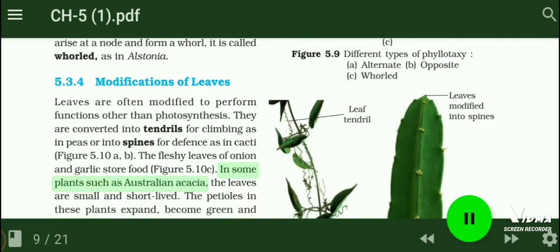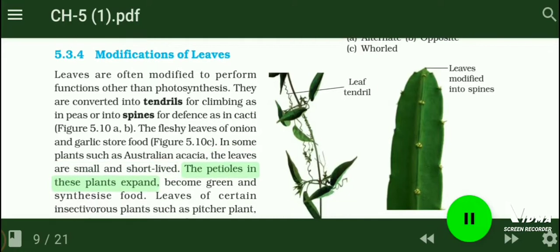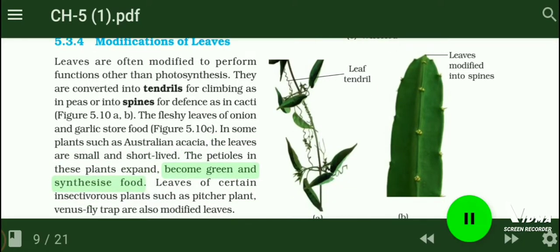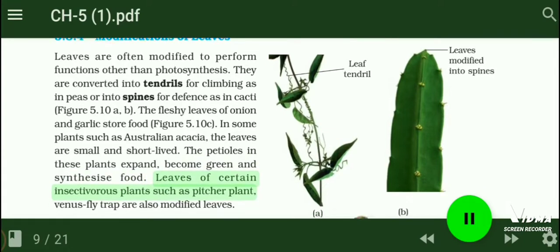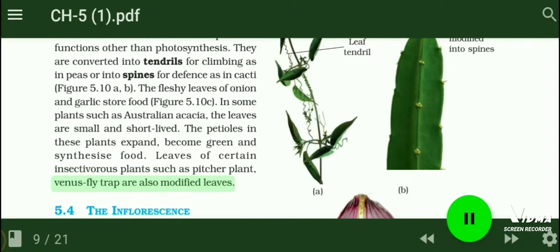In some plants such as Australian acacia, the leaves are small and short-lived. The petioles in these plants expand, become green and synthesize food. Leaves of certain insectivorous plants such as pitcher plant, Venus flytrap are also modified leaves.